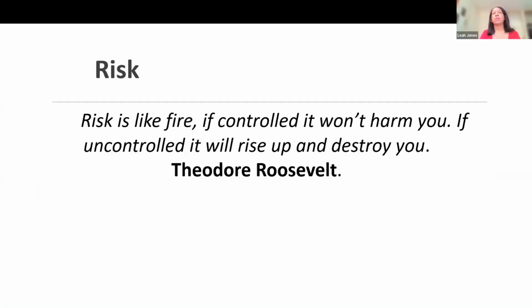So we all know that risk is inherent in everything that we do. When we take an airline, get on the airplane and take a flight, we're taking a risk. When we get in our cars to drive here in the Bay Area on the freeway, we're taking a risk. And risk is inherent in everything that we do.